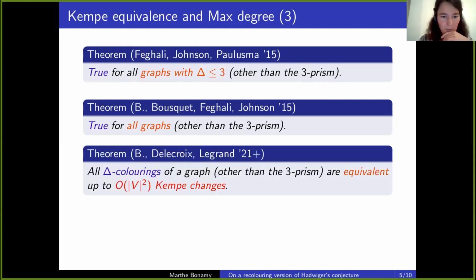And very recently, with a student of mine and a colleague, we were able to prove that actually it's not just that they're equivalent, but they're equivalent up to few Kempe changes. Well, few is not, let's say, that few, but it's still at most quadratic in the number of vertices. So polynomial. Really, we only care about is it exponential or is it polynomial? And now we know it's polynomial. So it could be worse. That's the translation of this.